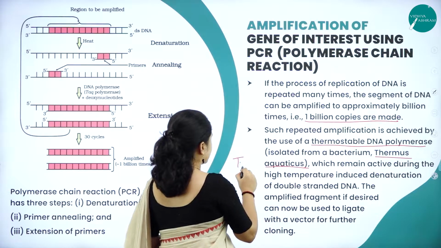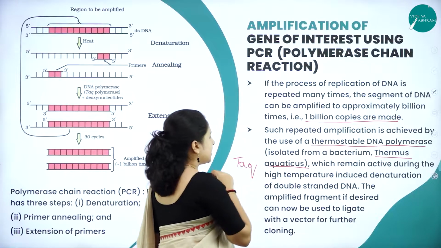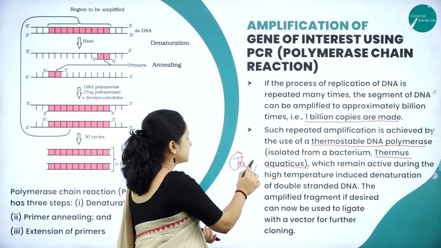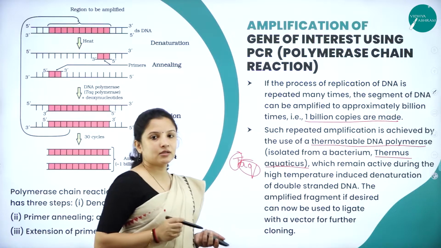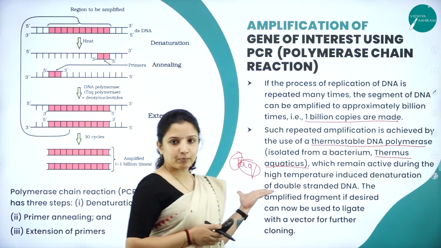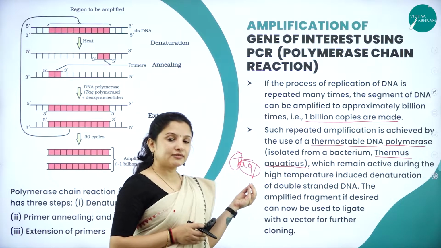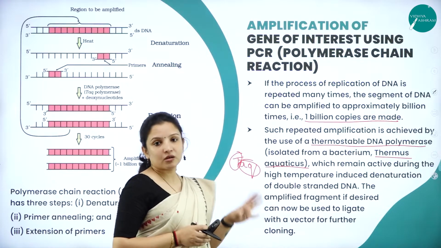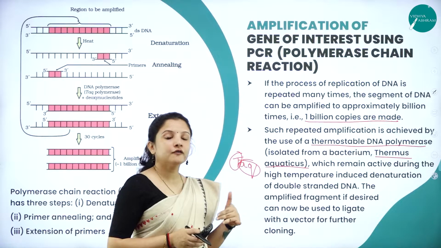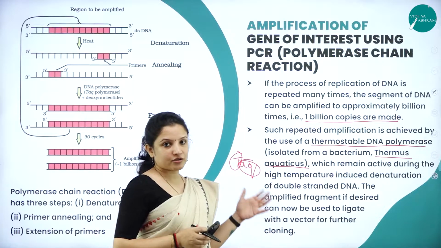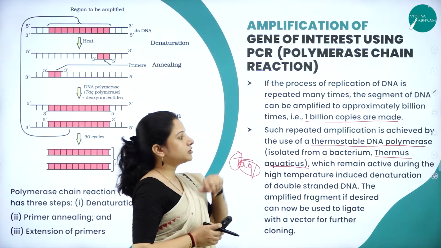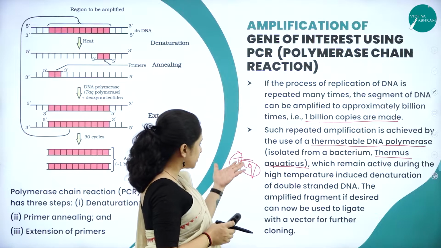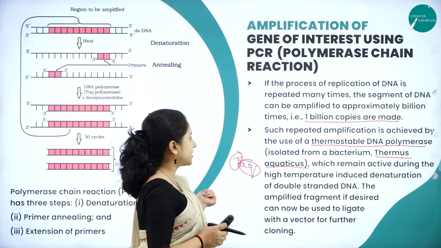That is why it is called Taq, meaning Thermus aquaticus. It was isolated from this particular bacterium. And this particular enzyme is again a protein. It should be thermostable, that is, it should be capable of withstanding the changing temperature. So that is why a thermostable DNA polymerase will be used. One best example is the Taq polymerase enzyme.